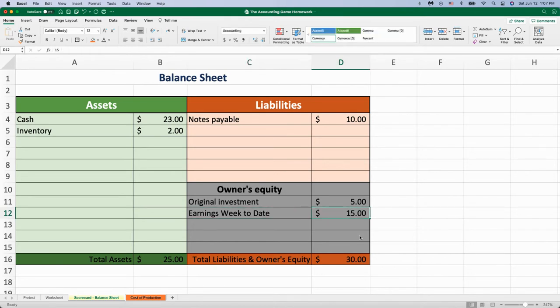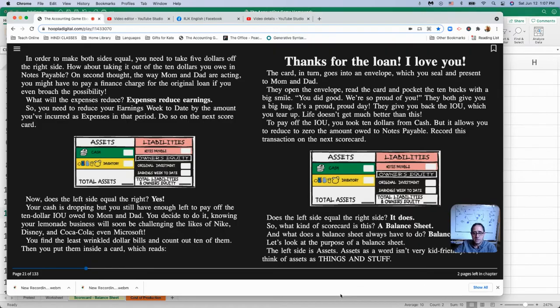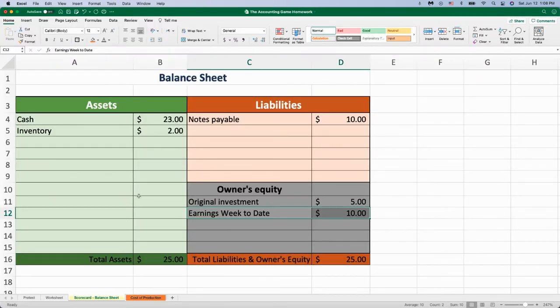So we had $15 earnings, but we just realized there's more expense, right? So we have to take it out of this. So that would make this $10, and now we balance. So earnings to date were reduced by expenses. Even after the gross profit, there's a further decrease. Now my side's equal. My cash is dropping. We're at $23 cash.